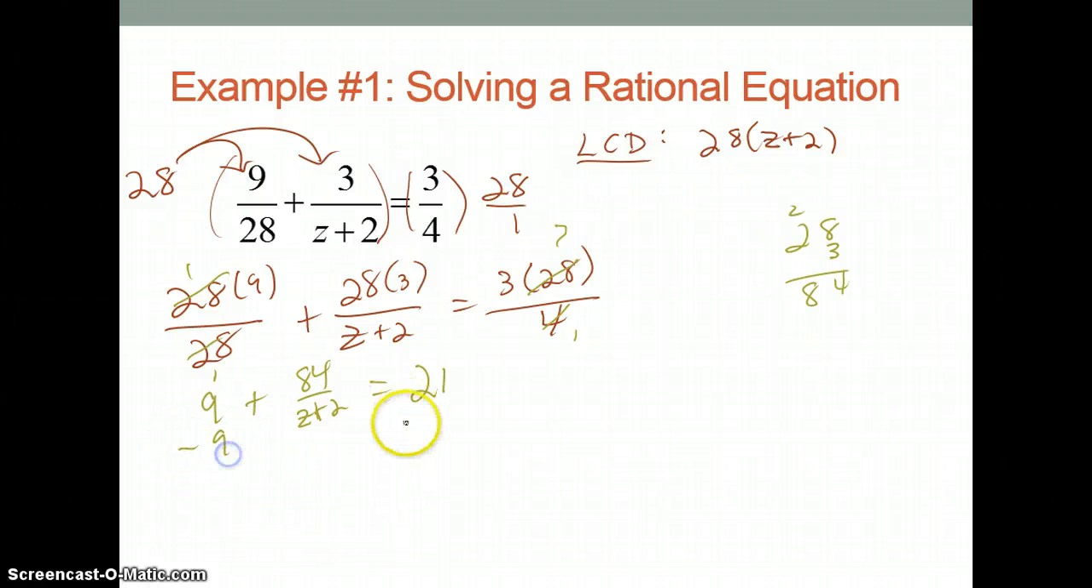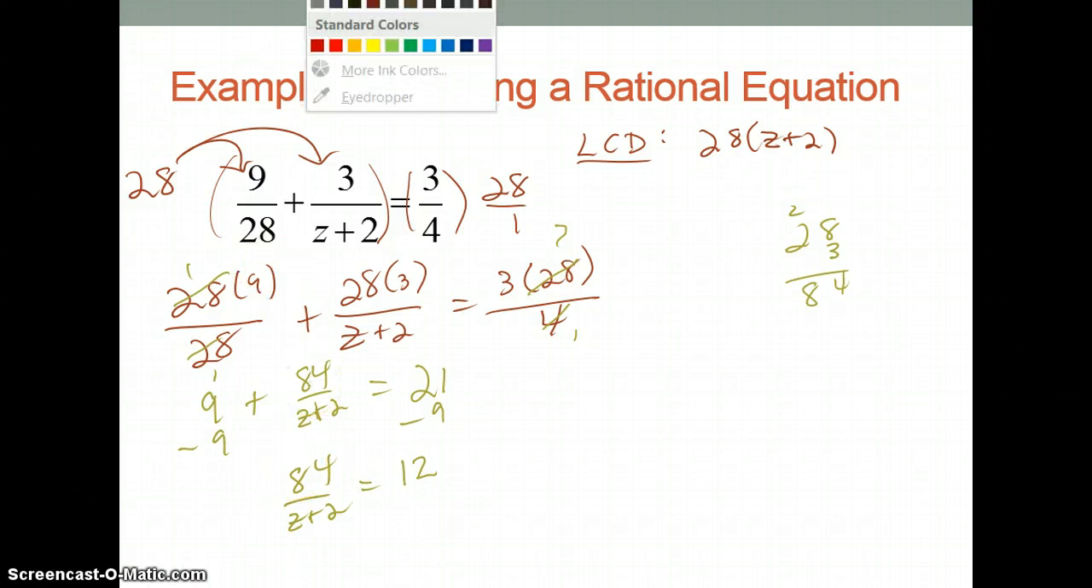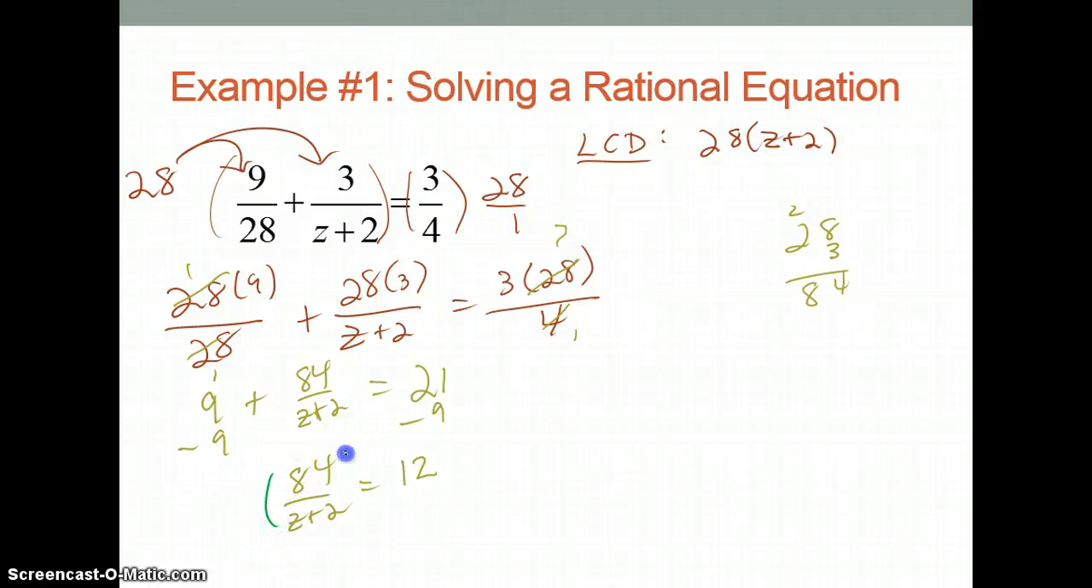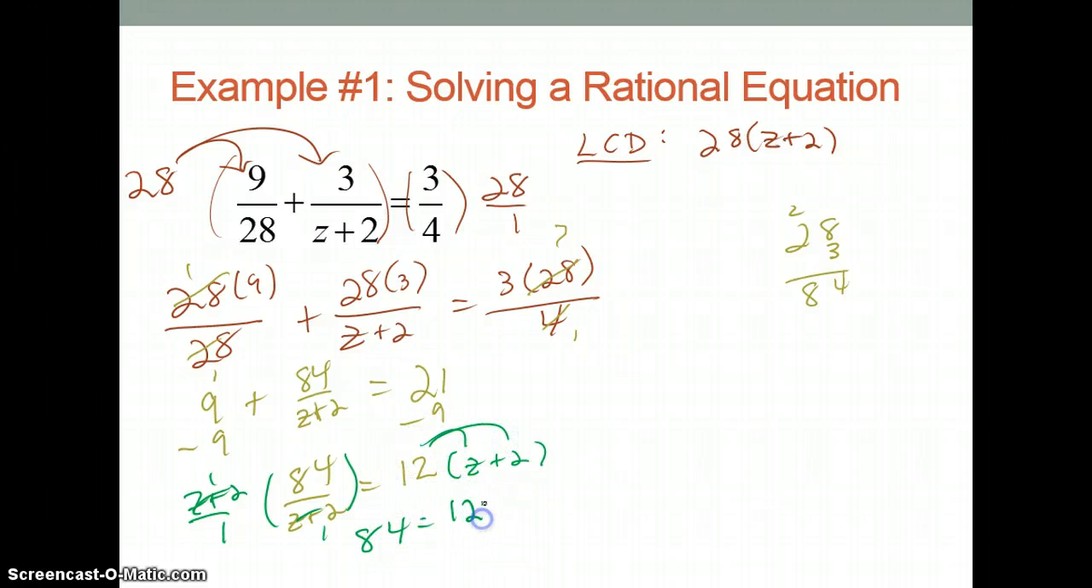At this point, I would subtract 9 from both sides, and I would end up with 84 over z plus 2 is equal to 12. And so at this point, what we want to do is multiply by z plus 2 in order to get rid of this fraction. So these two end up canceling out. What we do to one side, we must do to the other. So now we have 84 is equal to, I'm just going to go ahead and distribute this in, 12z plus 24. And solving this, I end up with z equals 5.